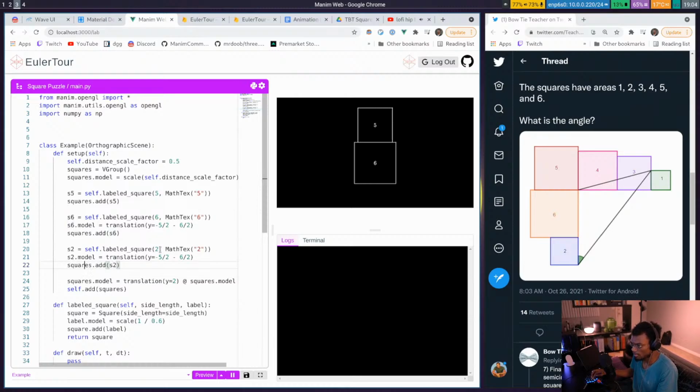I should actually put some thought into this. How will I want to move this? This should be -5/2 minus 6/2. So this will move it to where the 6 is. Then I'm going to move it again. Minus 6 over 2. This moves to the edge.